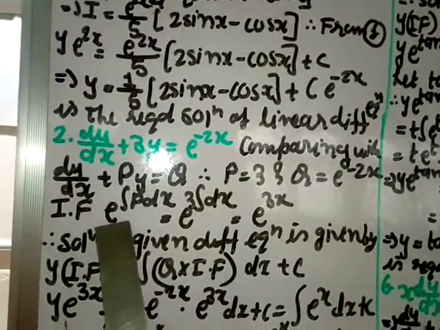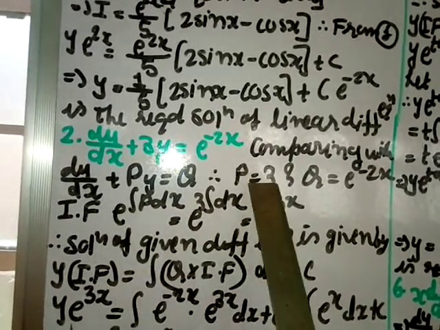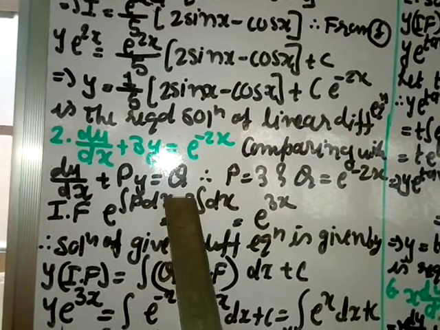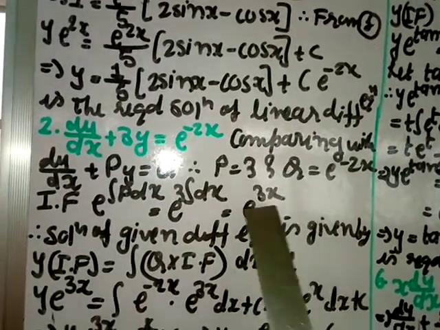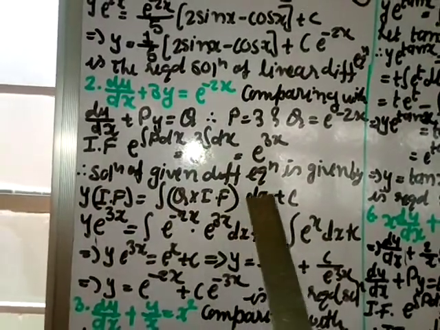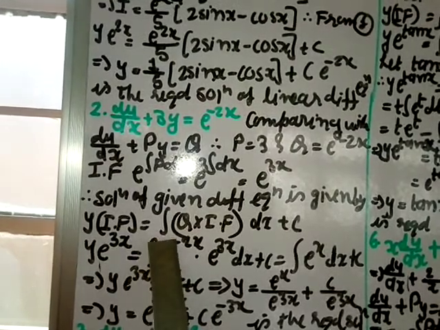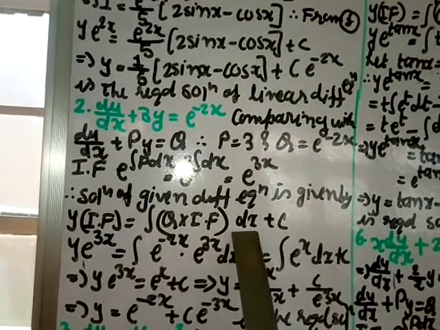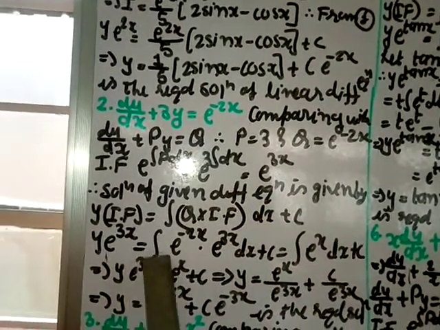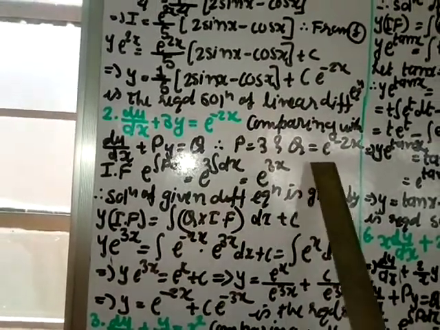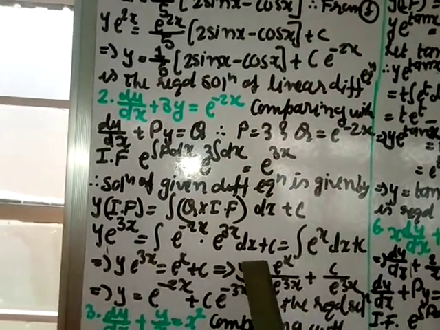Now integrating factor is given by e to the power integral p dx. Integral p value is 3, so I am just taking 3 out, integral dx is x, so e power 3x is the integrating factor. Now the solution is given by y into integrating factor is equal to integral q into integrating factor dx plus c. Y integrating factor is e power 3x, put the value, is equal to integral q value is e power minus 2x, so put e power minus 2x. Integrating factor is e power 3x dx plus c.